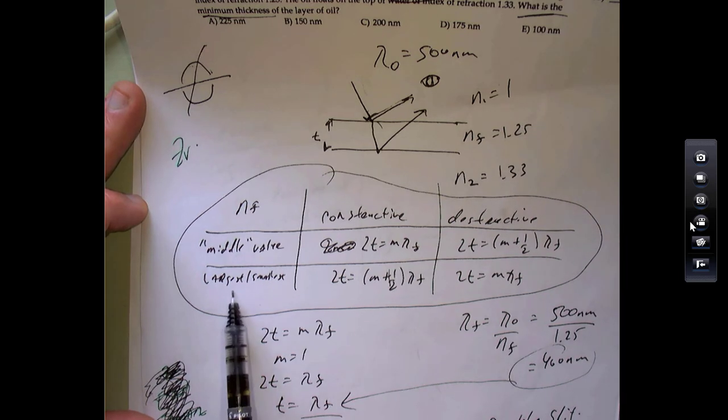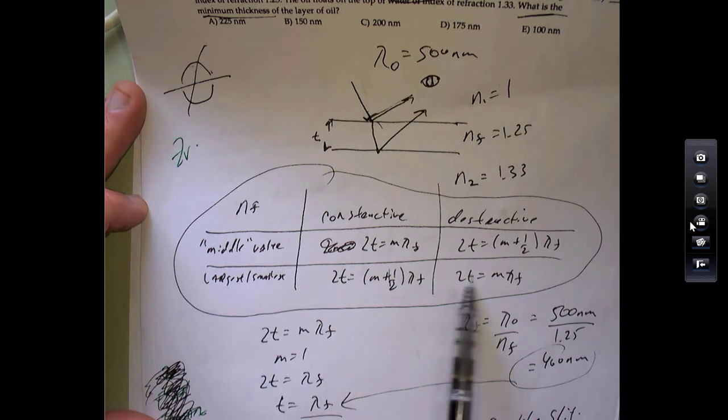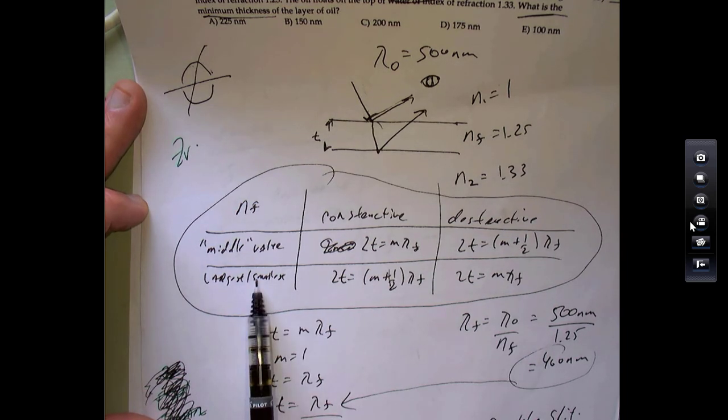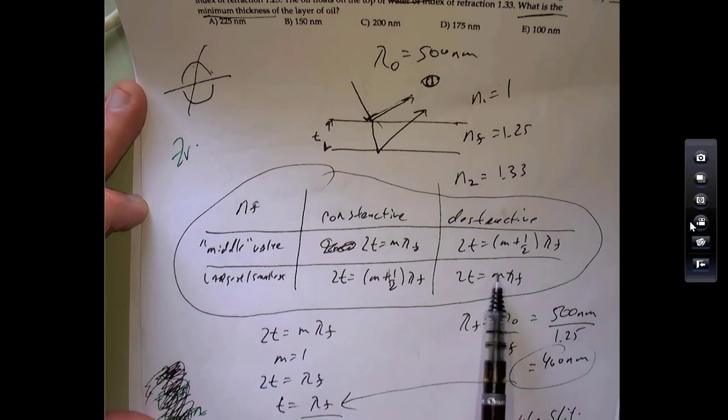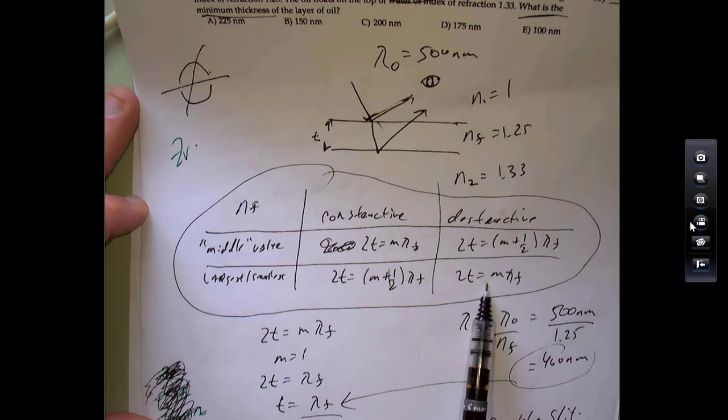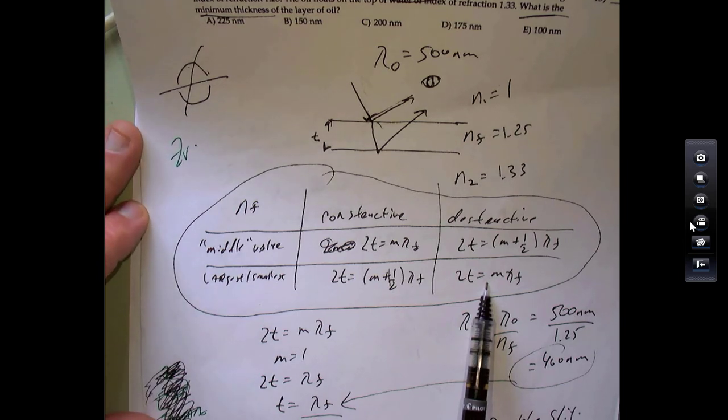Okay, so largest value, we need to use this row. And it was destructive interference on the actual test. So largest value on the actual test, for destructive interference, it's this formula. Okay? So that's the way to proceed with this.